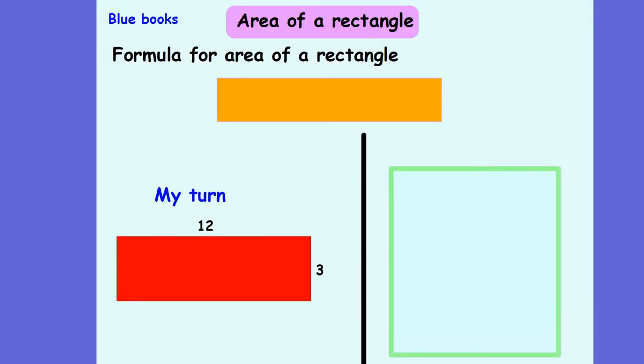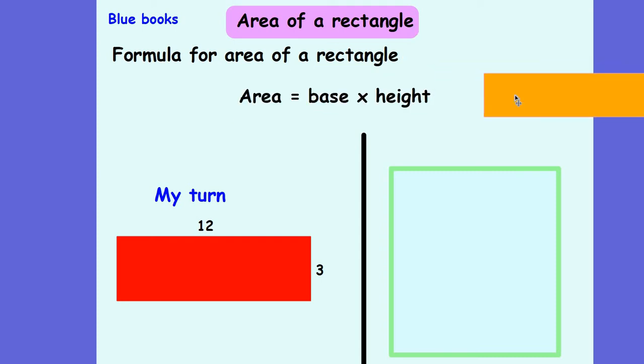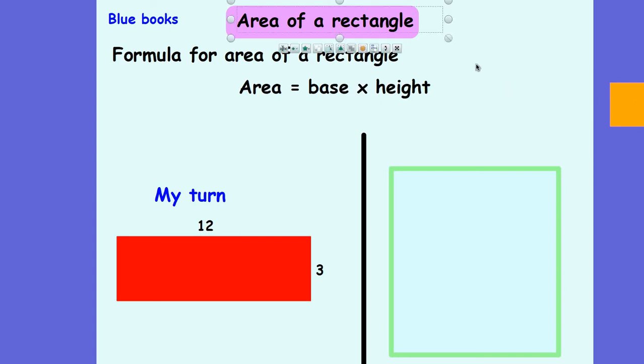So today we're going to start by looking at area. So if you have your dark blue book or a neat piece of paper, please write the title area of a rectangle. Now the formula for the area of a rectangle is just base times height. So in your dark blue books, write me the title and the formula, which is area is base times height. Pause the video if you need time to do this.